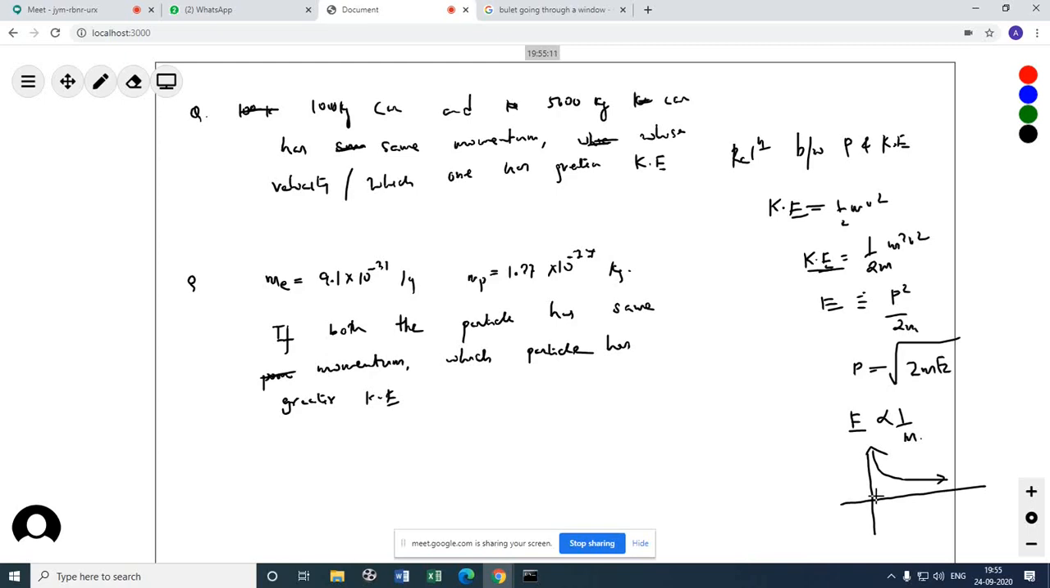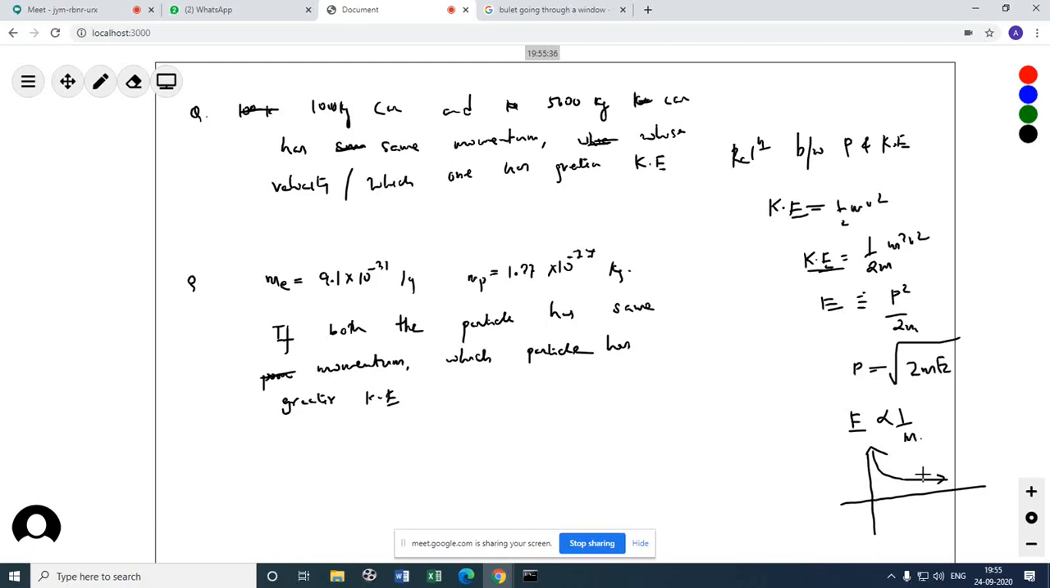What is your answer, Abhishek? In the first one, it should be the second car, and in the second one, the mass of the proton. Which one is smaller, me or mp? In the first case, the answer is the 1000 kg car because as mass decreases, energy increases. Yes, sir, they are inversely proportional.